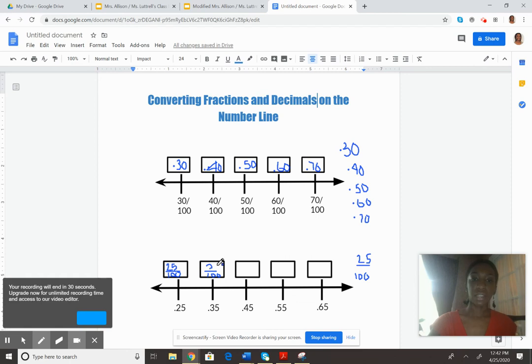Okay? So you would basically do that for all of the decimals that you have on this number line. Know that your decimal is in the hundredths place. So you would change your denominator to 100. And then you would just simply put that number, which is 45, as your numerator.